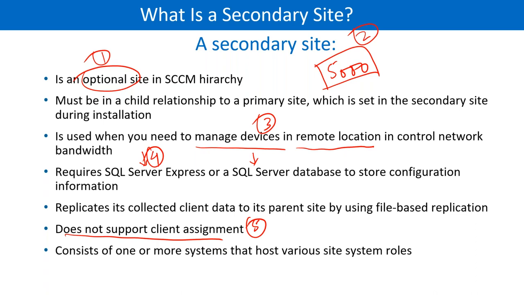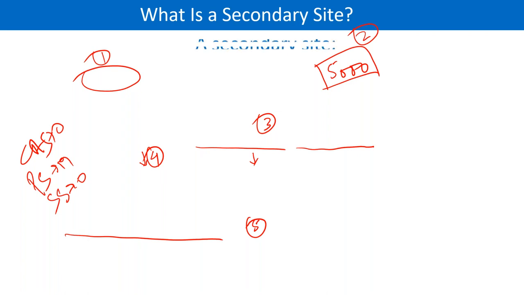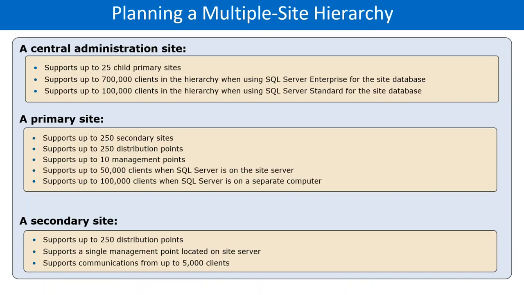Now, whatever we have learned so far: the central administration site is optional, the primary site is mandatory, and the secondary site is optional. Whatever we have done so far, you will get more clarity now. Let me go to the next slide. One central administration site supports up to 700,000 devices. One primary site supports up to 100,000 devices. And one secondary site supports up to 5,000 devices. These are the capabilities of central, primary, and secondary.